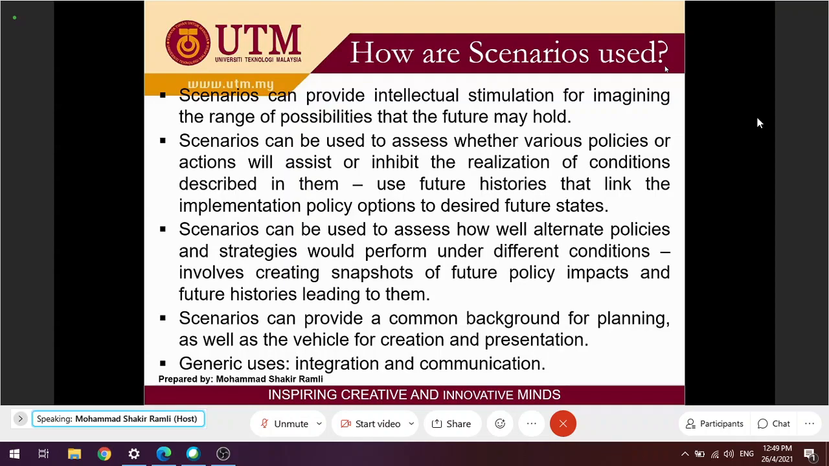And generic uses, as I did mention, integration: it can integrate many other techniques into this one technique, and integrate trend analysis, extrapolation, expert opinion, Delphi data from survey. A few rounds of survey you can include, you can also include simulation data after a few trial runs, and also communication. Another generic use is it can be used to present to a non-technical audience.